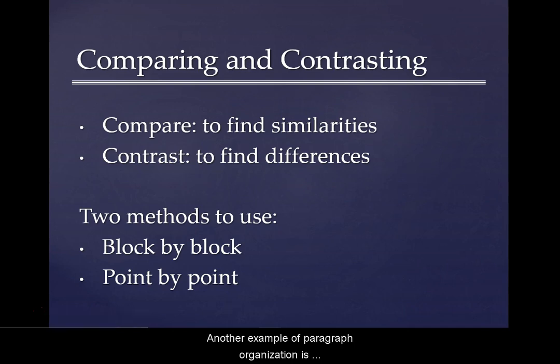Another example of paragraph organization is comparing and contrasting. When one compares, one looks to find similarities. When one contrasts, one looks to find differences. There are two methods used in comparing and contrasting. There's the block by block and the point by point.